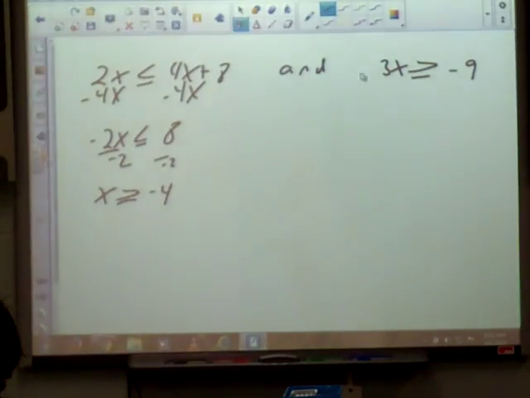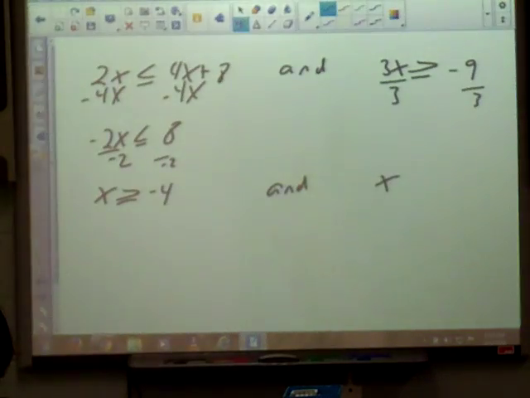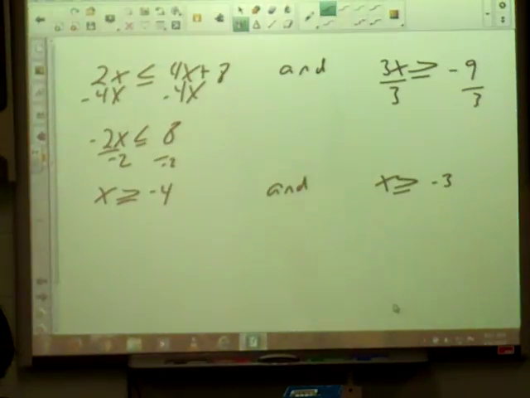Okay. Just have one step on the one on the right to solve. It's being multiplied by 3, so I would divide by 3. Do I need to flip the sign? No. But it's a negative 9 over there. But the 3 was positive. I divide by positive 3. You're correct. So x is greater than or equal to negative 3.